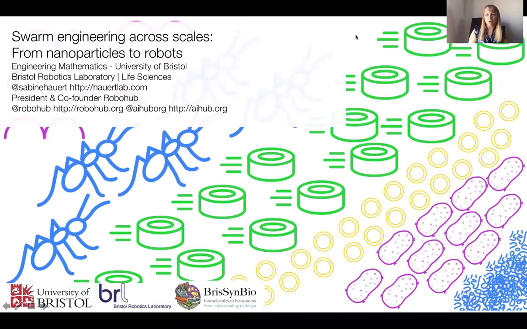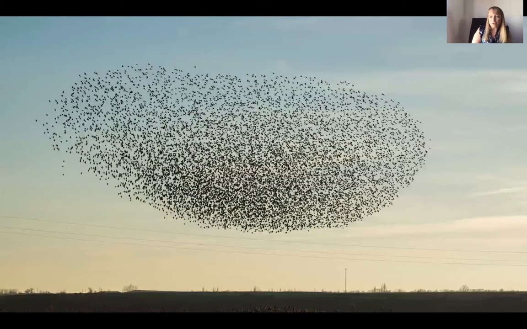Today I wanted to bring you on a journey engineering swarms across scale, from the nanoscale to the robot scale. And our source of inspiration are really these flocks of birds. If you look at these birds, they can do beautiful complex dances in the skies. And there's many features that are interesting for real-world applications.